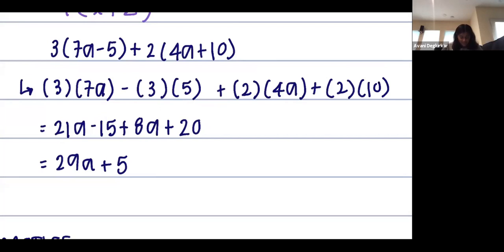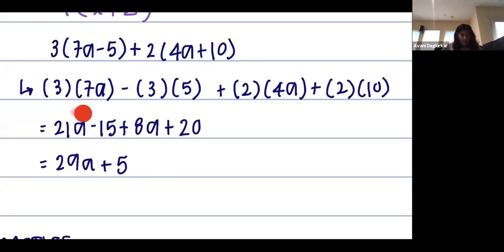And then for this one, you have your 2 at the beginning, and you have your 4a here. So you're going to multiply this by this, which is what you see right here. Then you have your 2 and your 10. You're going to multiply those together. This is a positive sign, so you are adding them. 2 multiplied by 10 is what you see here. Now you're going to multiply all these parentheses out.